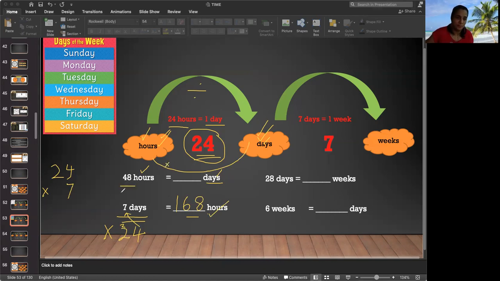So what is 48 divided by 24? Well, you can just do here and you can see that it simplifies. This will become 2 and this will become 1, table 24. So 48 hours is 2 days.